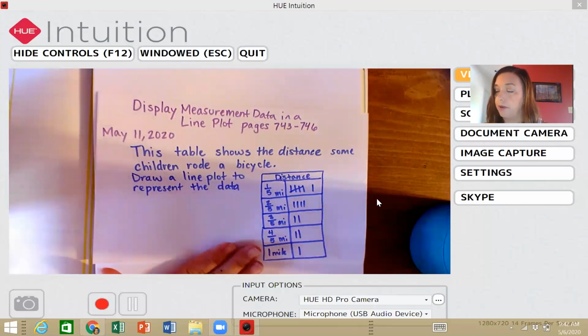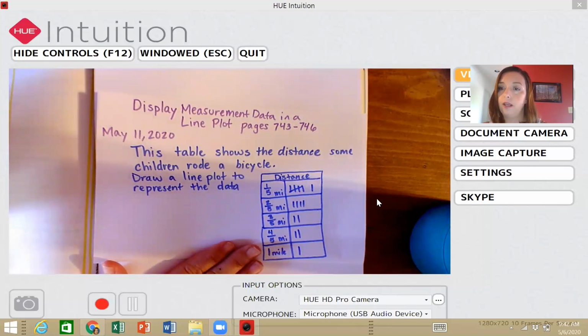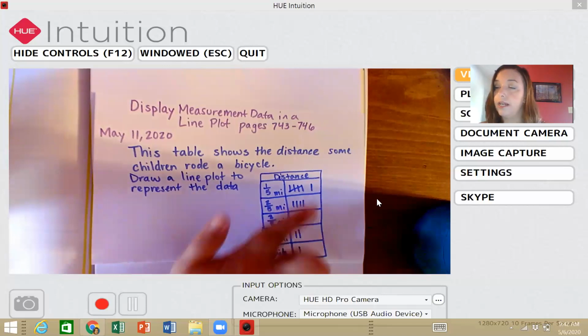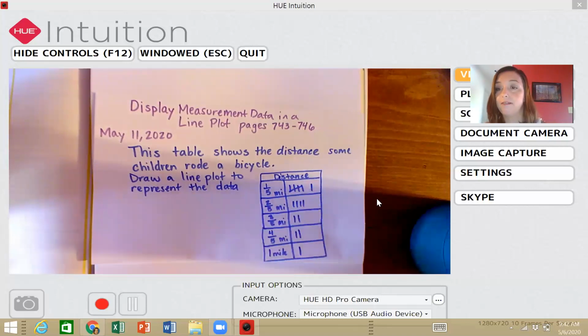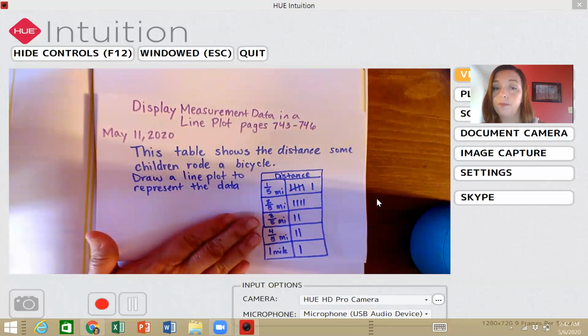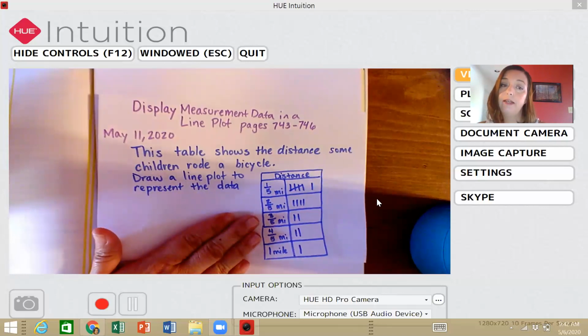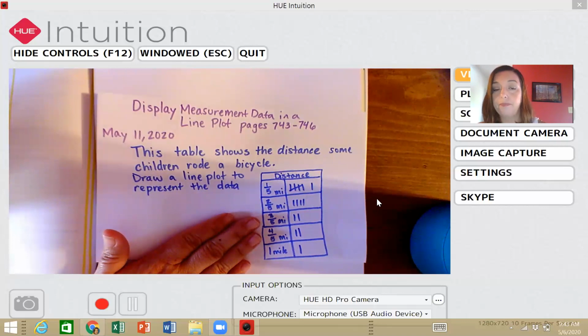So here in this table, we have some information. The information is measurements of the distances that some children rode a bicycle. So this here is measurement data. Data means information. So we have this measurement information, this measurement data, and it's asking us to represent it on a line plot. A line plot means a number line where you draw X's above each space to show how many times that measurement is used.